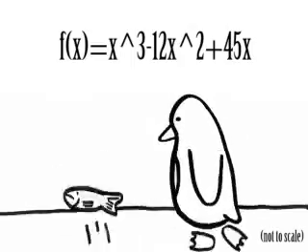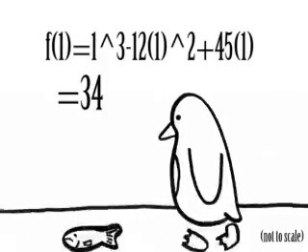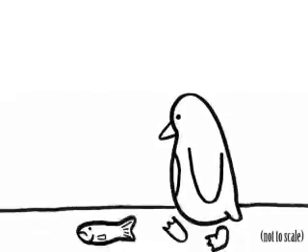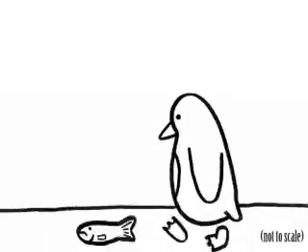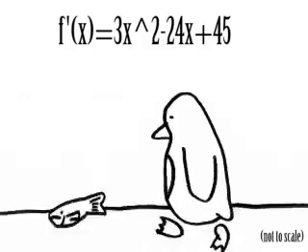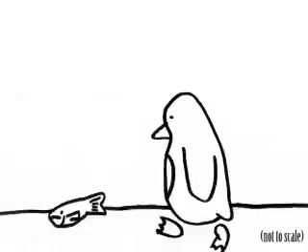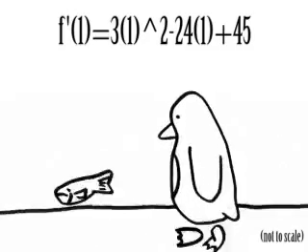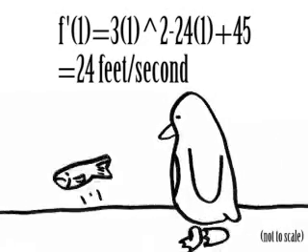First of all, we know that our original function describes Edgar's position. Now, if we realize that velocity is really just another way of saying change in position, it becomes clear that finding velocity is as simple as finding the first derivative. Once we find the derivative, which is 3x squared minus 24x plus 45, all we need to do is plug in 1 to find Edgar's velocity after 1 second. The answer is 24 feet per second. It seems Edgar is a particularly fast penguin.